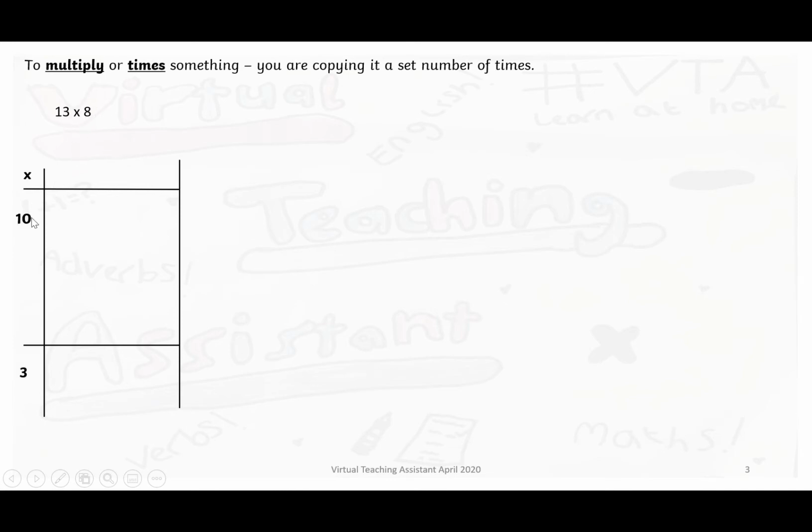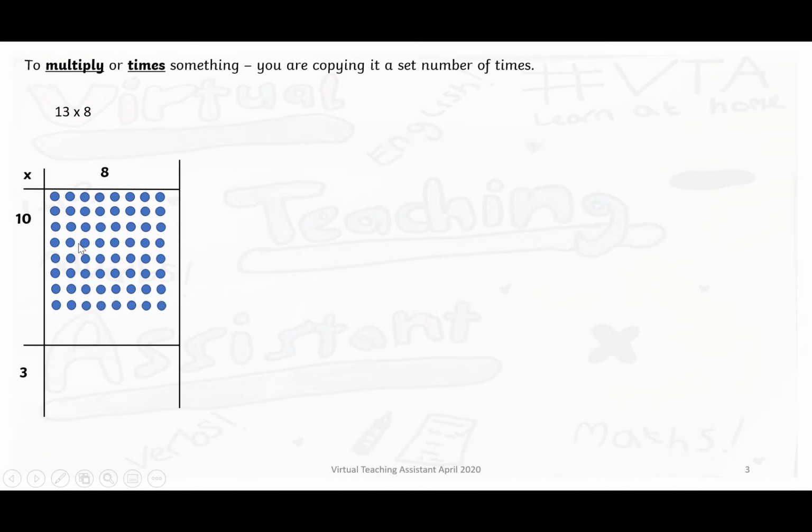Okay, so I'm going to break it up here. So here's my 10 and here's my 3 to make my 13. And here's my 8. So I'm going to start with 10 lots of 8. So there's 1 lot, 2 lots, 3 lots, 4 lots, 5 lots, 6 lots, 7, 8, 9, 10, and then 3 lots of 8. Okay, so I know that 10 times 8 is 80, and 3 times 8 is 24.